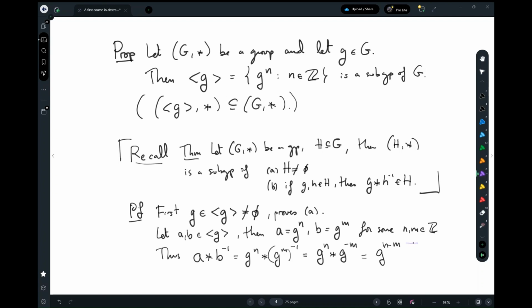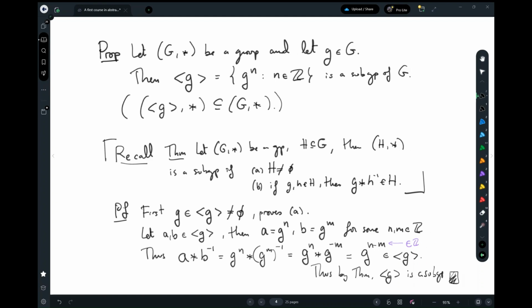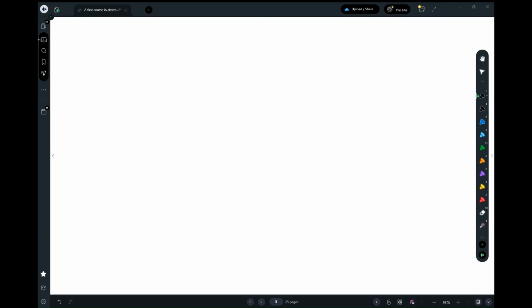And this n minus m is another integer, and therefore it belongs to the subset generated by g, and thus, by the theorem, this is a subgroup. So that is the end of this proof. Great. So we have that this is a subgroup, and then we can now finally define what it means for a group to be cyclic.